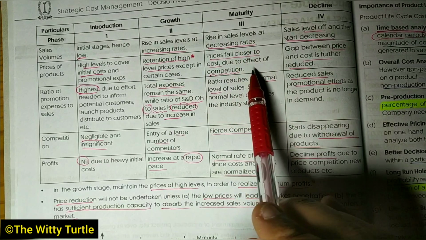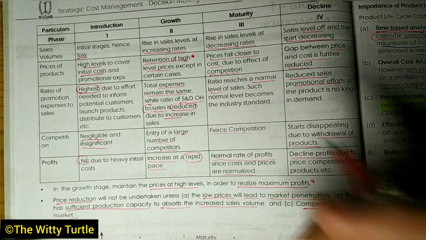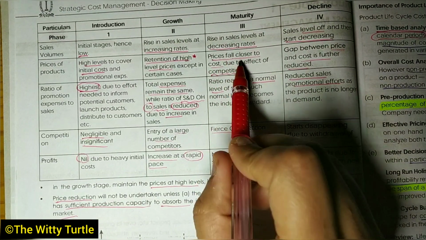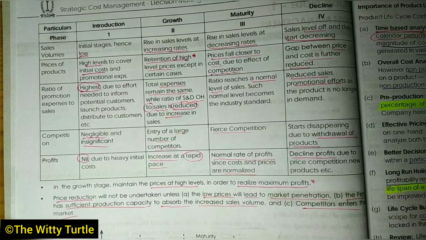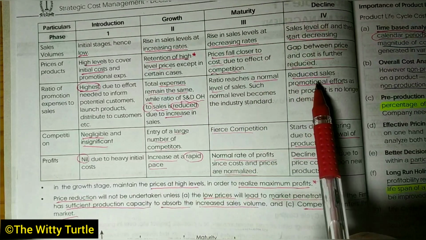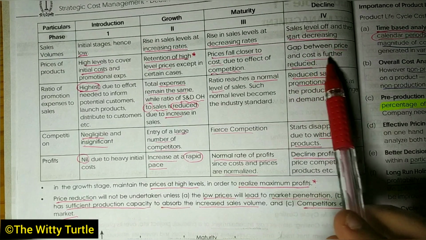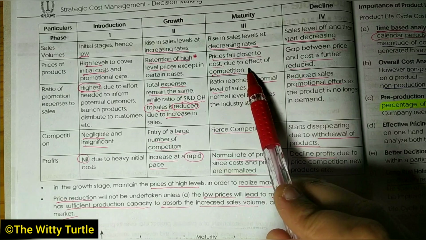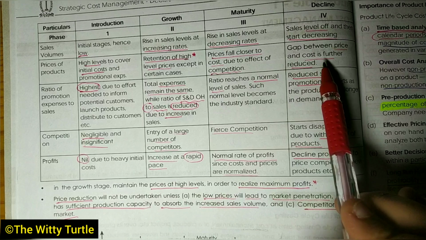In the maturity phase, what happens? Because many players come into the market and the competition increases, the price generally starts falling and falls closer to the cost. Your selling price becomes almost equal to the cost. Your profit margin becomes very less in this maturity phase. And lastly, in your decline phase, the gap between price and cost is further reduced. The difference between cost and price that was there even further reduces in the last declining phase.